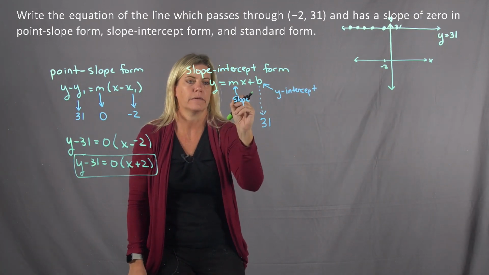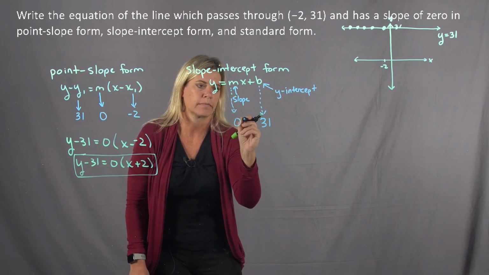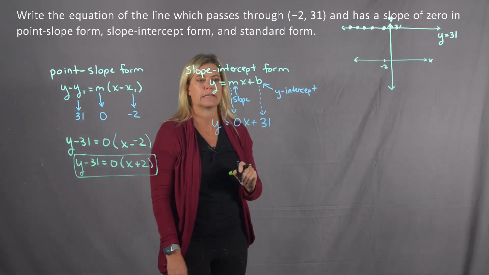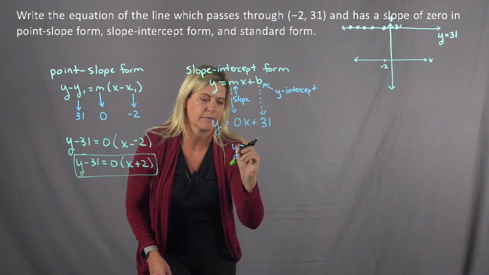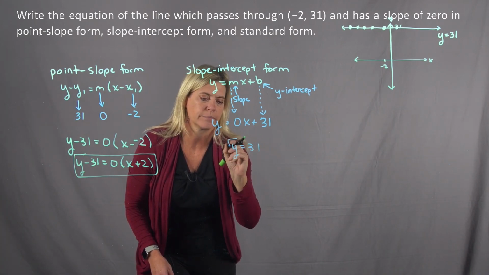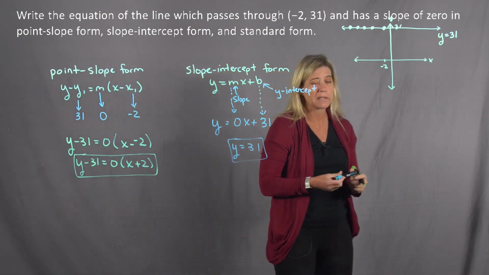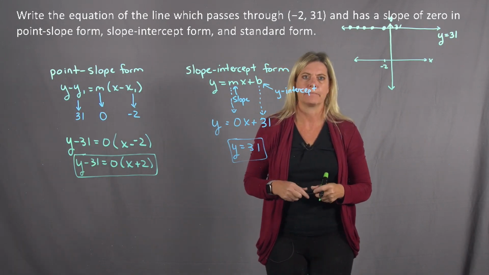What else do we know? I know that my slope is 0. So we can finish this out. We get that y is equal to 0x plus 31. And you can clean that up just by writing y is equal to 31. Okay, the 0x shows me a little more clearly that the slope is 0, but because it's 0, we just don't have to write it.